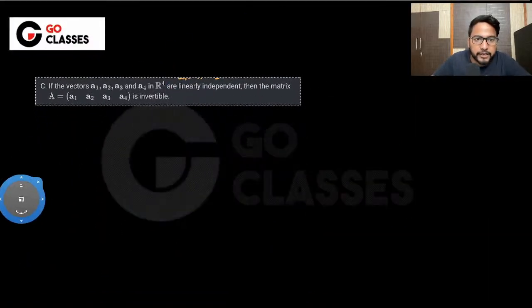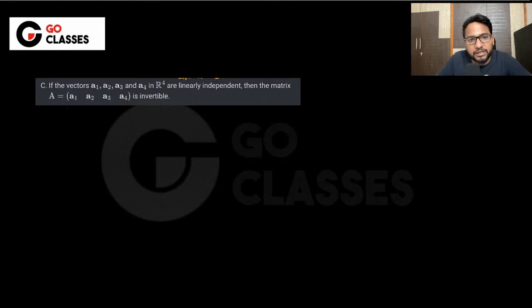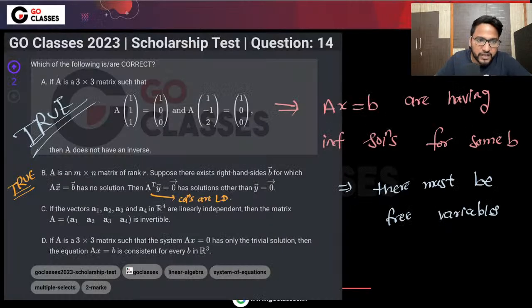Okay. See here, if the vectors a1, a2, a3 in R4 are linearly independent, then the matrix is invertible. I think this is straightforward, right? So this C is true. This is also true. This is straightforward, that if the columns are linearly independent, then it is invertible.